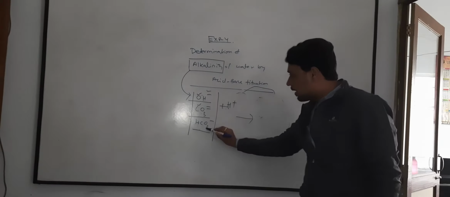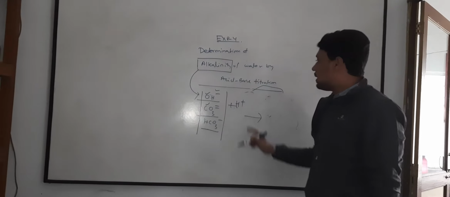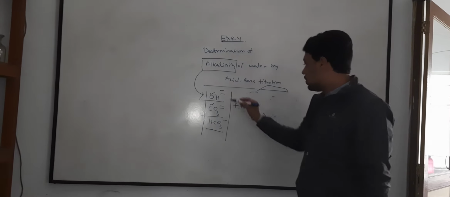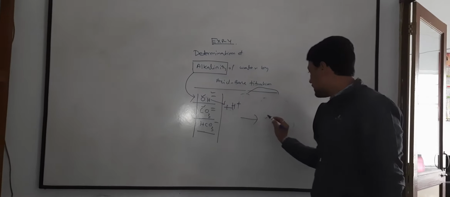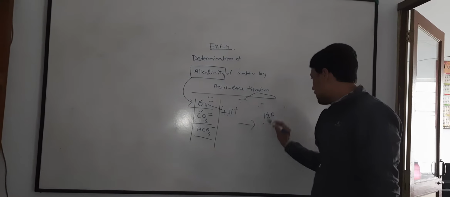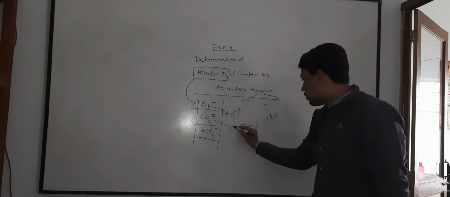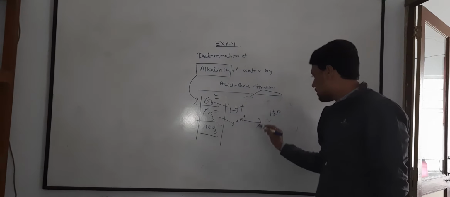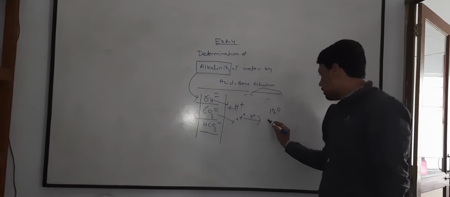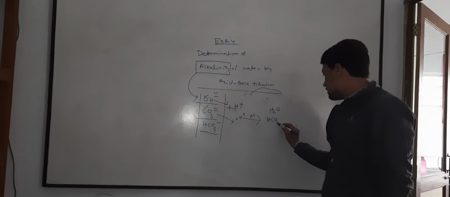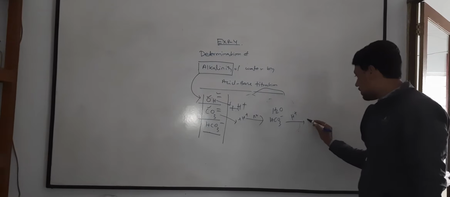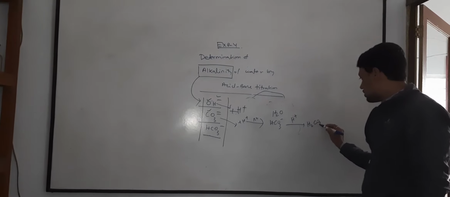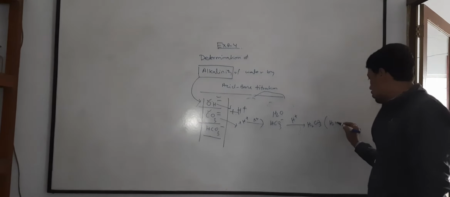All three anions will not be present together. Okay, but there may be some combinations. First we will try the neutralization process. If OH minus reacts with H plus, then it will form H2O. If carbonate reacts with H plus, at the first step it will convert into HCO3 minus, and in the second step it will convert into H2CO3, or H2O plus CO2.